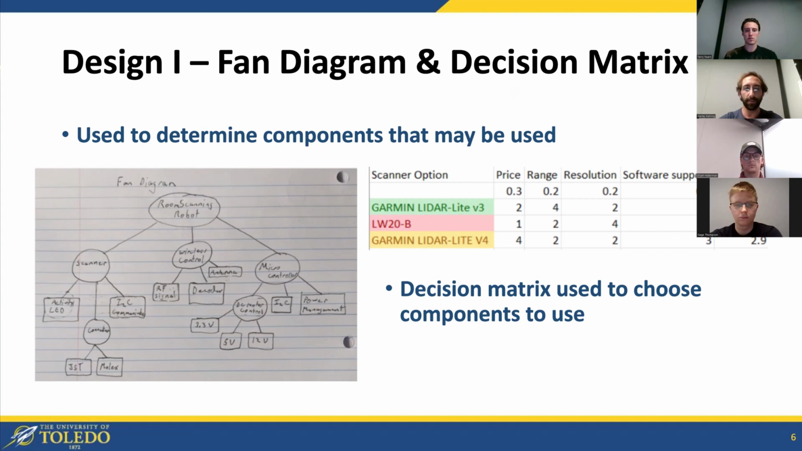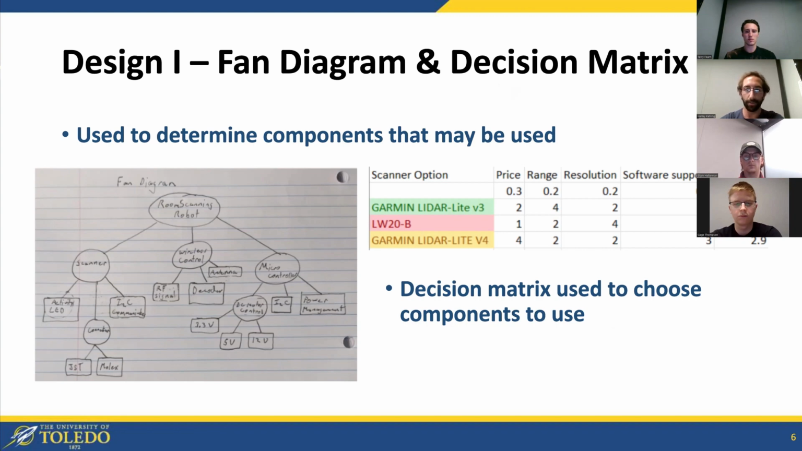From there, we started weighing our component options. You can see an example on the slide here of some scanner options and how we scored them. We gave each scanner a rating based on how much it cost, what the range on it was, the resolution, and what type of software support it had.